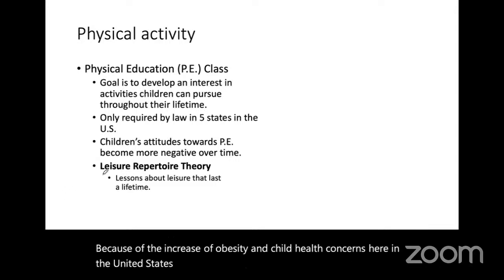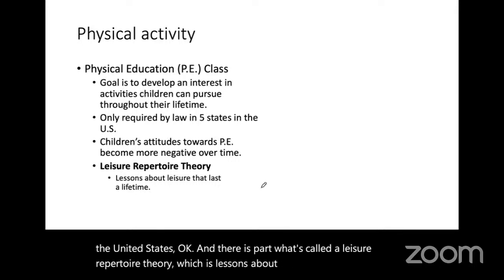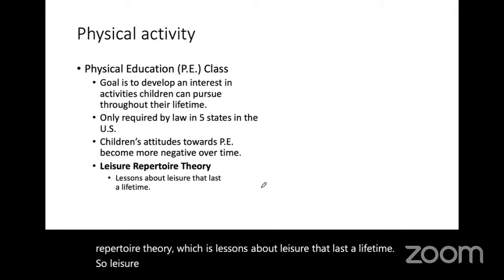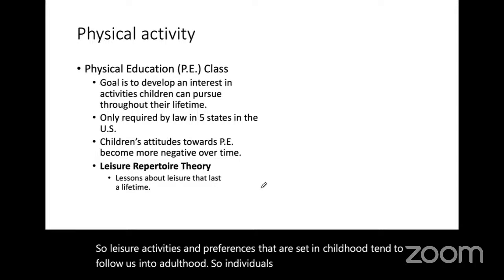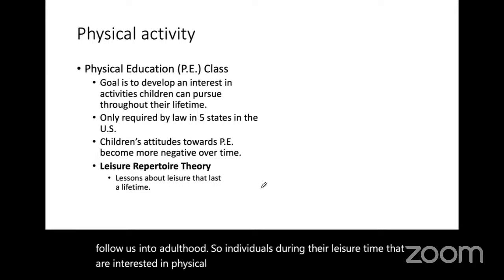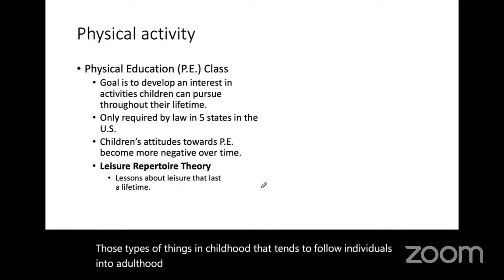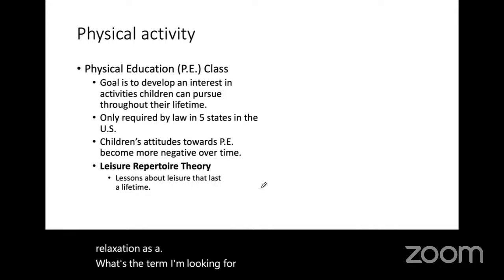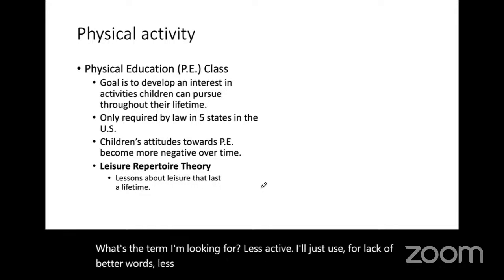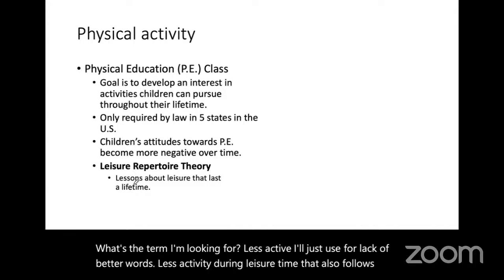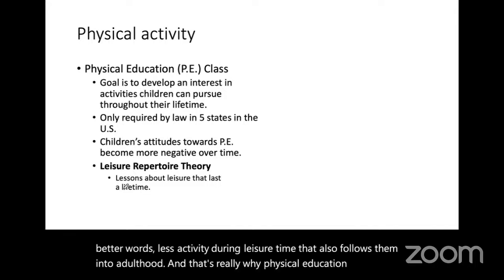Okay. And there is what's called a leisure repertoire theory, which is lessons about leisure that last a lifetime. So leisure activities and preferences that are set in childhood tend to follow us into adulthood. So individuals during their leisure time that are interested in physical activity, sports, those types of things in childhood, that tends to follow individuals into adulthood. Whereas other people who see leisure time as relaxation, less active, I'll just use, for lack of better words, less activity during leisure time. That also follows them into adulthood, and that's really why physical education programs started in the beginning.